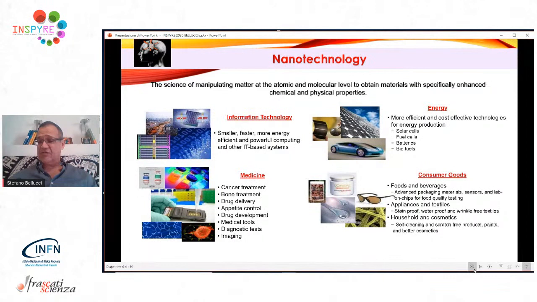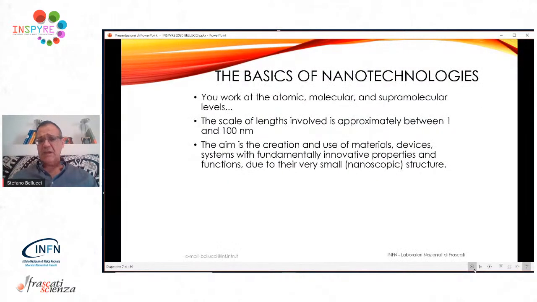Other applications that are interesting, we'll discuss them, have to do with smart textiles that can be stain-proof, waterproof, and wrinkle-free. Household and cosmetics are already including, for instance, in sunscreens, nanoparticles. What are the basics of nanotechnology? Why is nanotechnology working so well?